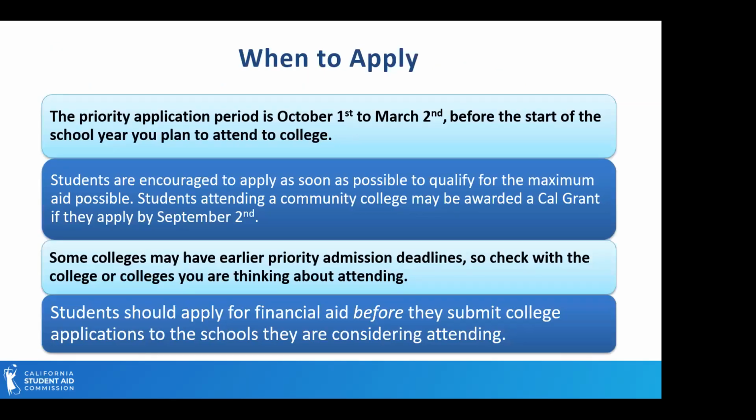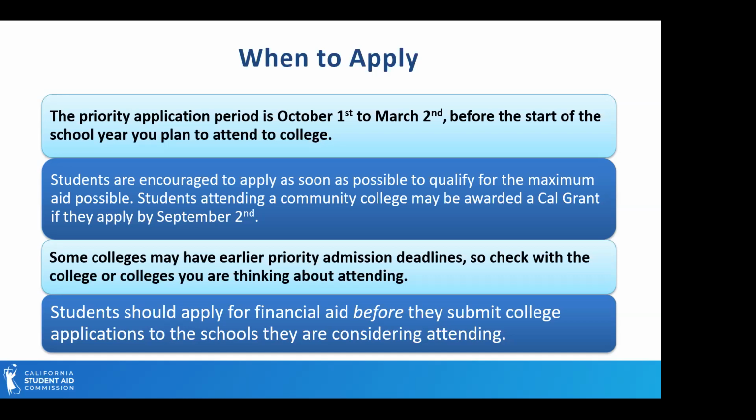Now, the application opens October 1st and will remain open until the end of the academic year, which is June 30th. Now, again, March 2nd is the priority filing deadline for Cal Grant consideration. So we encourage students to apply as soon as possible, because the earlier that you apply allows you to maximize the maximum award possibilities that you may be eligible for.